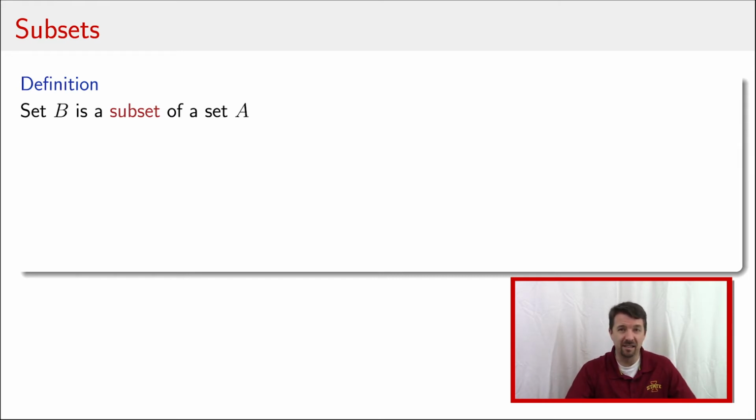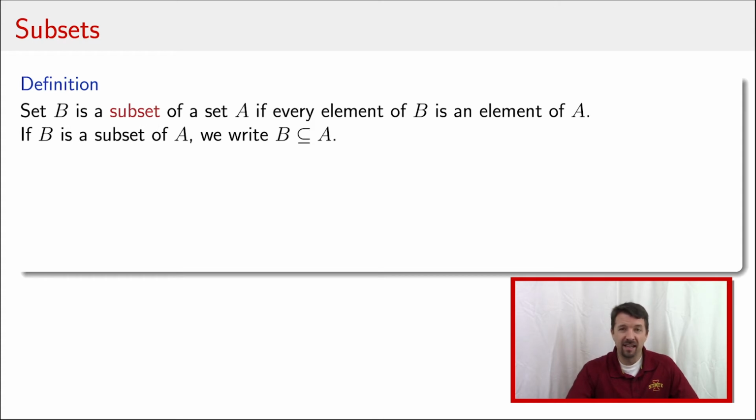A set B is a subset of a set A if every element of B is an element of A. And if B is a subset of A, then we write B with this C symbol and the equal sign, the partial equal sign underneath. So B is a subset of A. That partial equality line underneath just indicates that it can be the case that these two sets are in fact equal, just like when we have our greater than or equal to and less than or equal to signs.